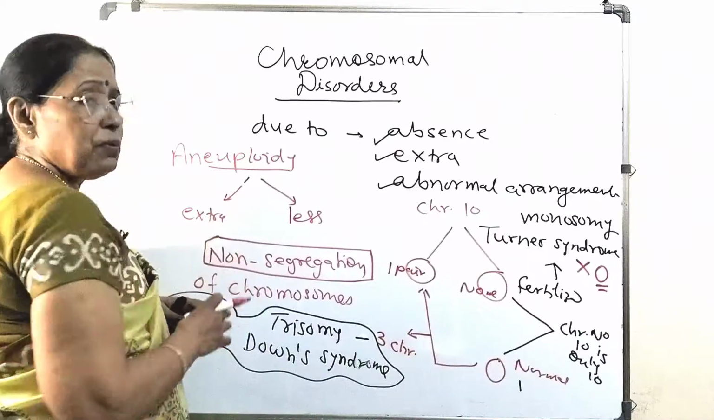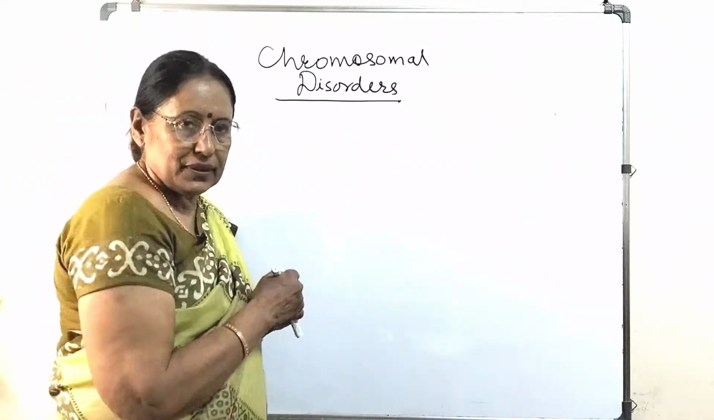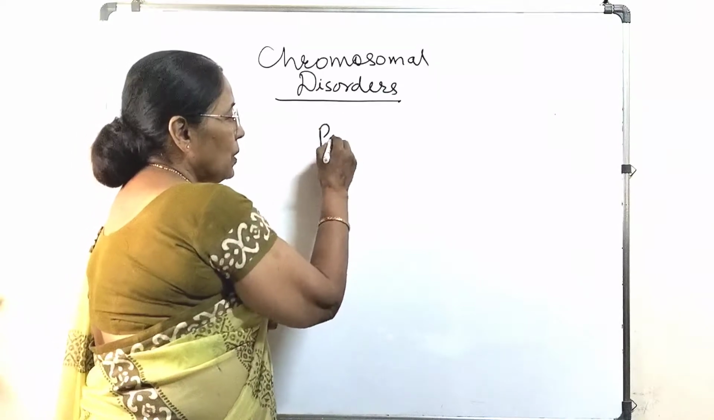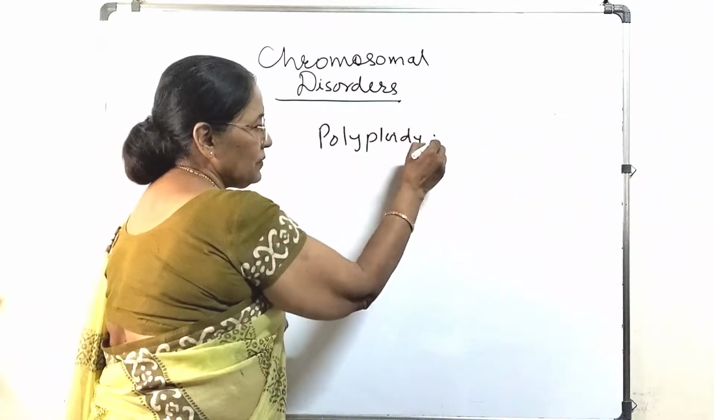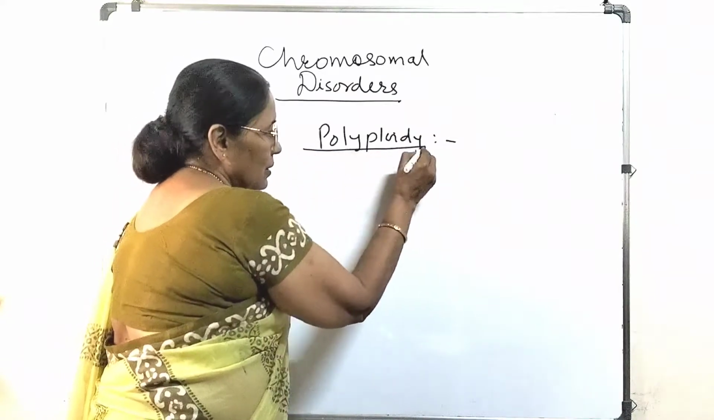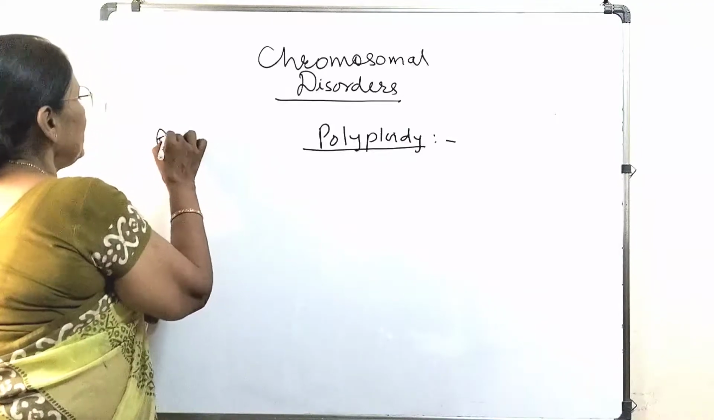So we studied aneuploidy. Now let us see how polyploidy occurs. Before moving ahead, let me ask once more: just before this we studied aneuploidy.